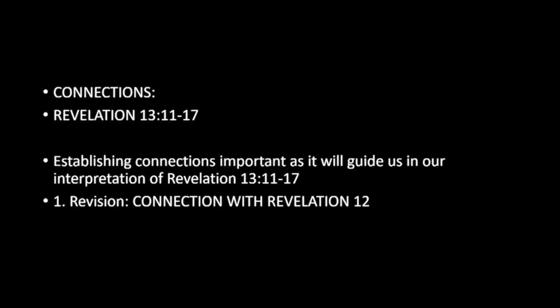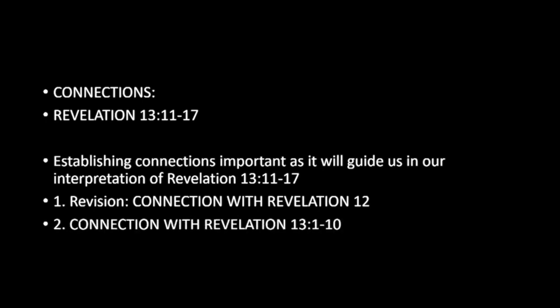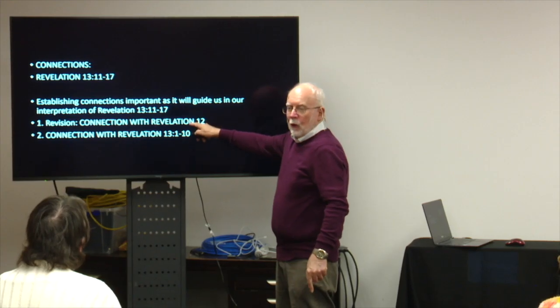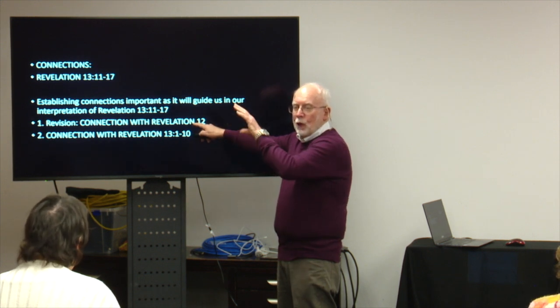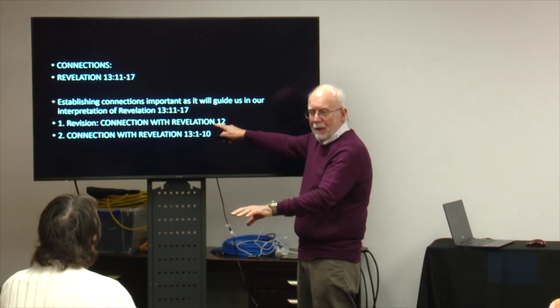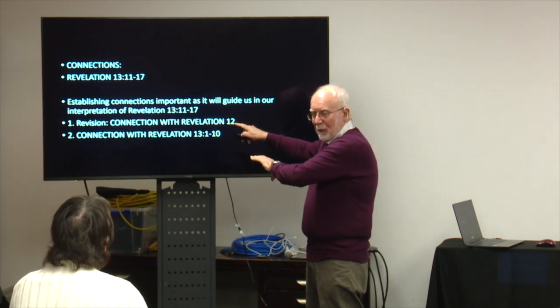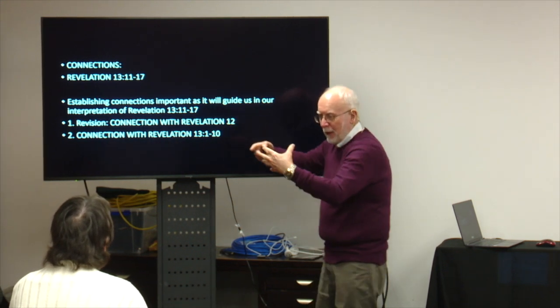So we're going to revise first the connection with Revelation chapter 12. We did this a few weeks ago, but we're just going to look at it again. Then we're going to see how these verses are connected to Revelation chapter 13, 1 to 10. That is, how's the second beast connected to the first beast? We okay on this? In this one, what are we looking at? We're looking at the relationship between the persecution periods in chapter 12 and the persecutors in chapter 13. So we get that just fresh in our minds.